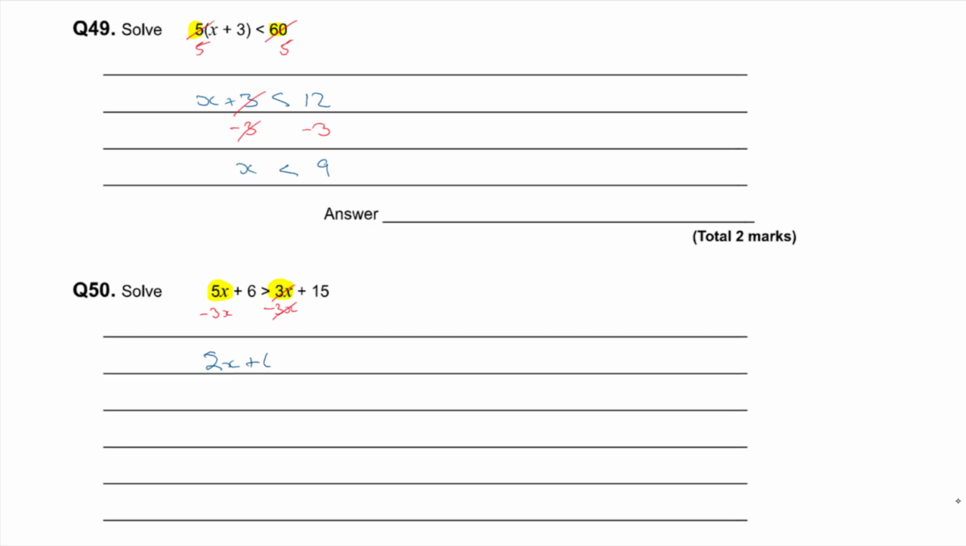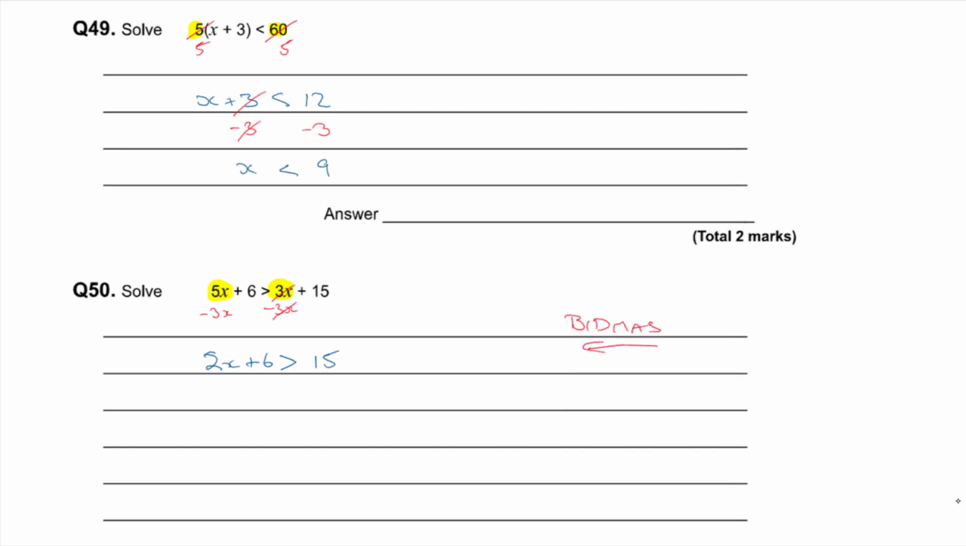I've still got the plus 6 because I haven't done anything with that yet, and that's greater than 15 because I haven't done anything with that yet. Okay, so now I need to just simplify 2x plus 6 is greater than 15. Thinking about BIDMAS backwards. So what's going on here then?